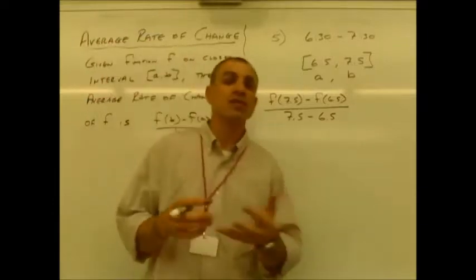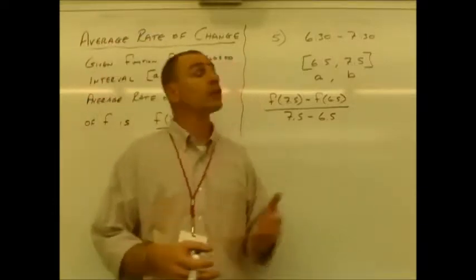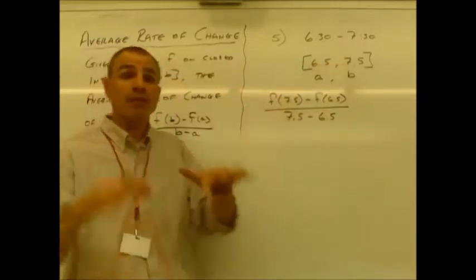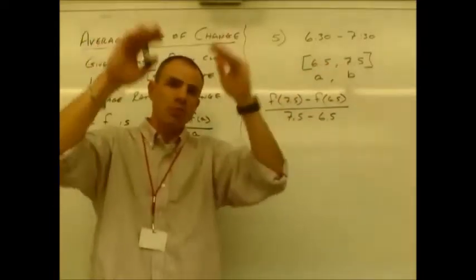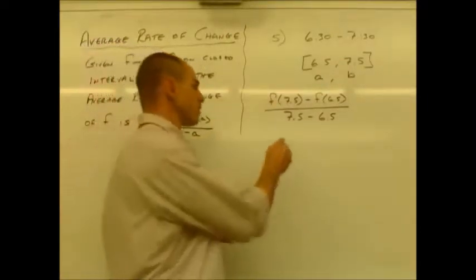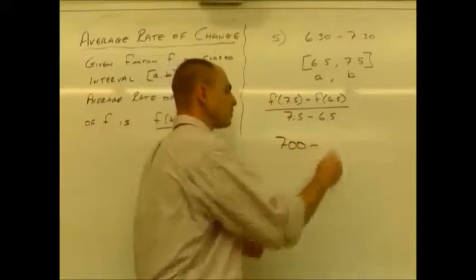We already mentioned it. There's 700 people in the building at 7:30. So that's going to be our f of 7.5. It's the y coordinate. Remember, it's the change in y over the change in x. Our y coordinate at 7.5 is 700. So that's going to begin our numerator.